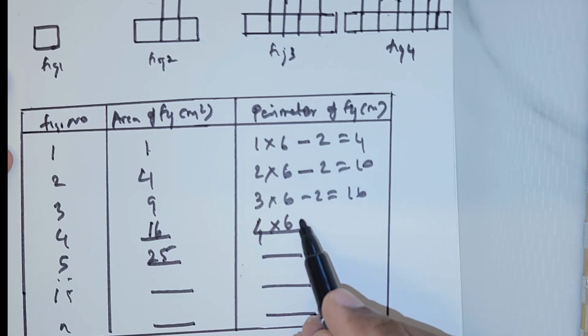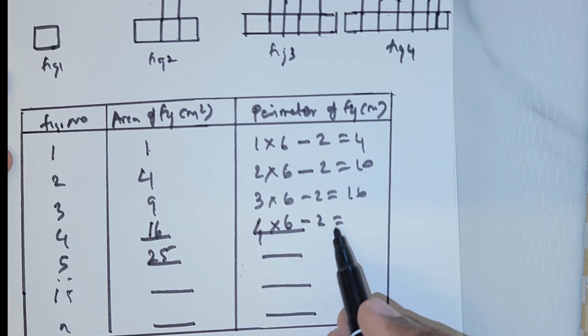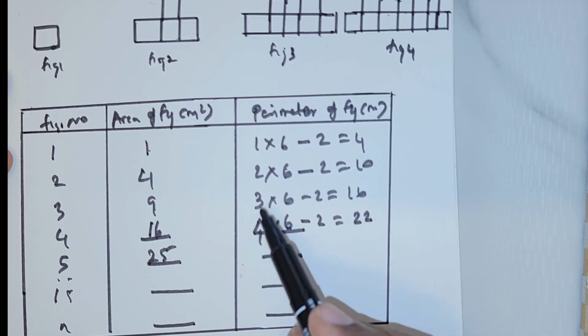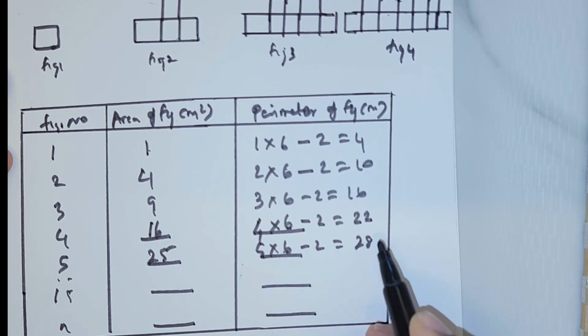2, 2, 2 is a constant, followed by 2. So what is this? 6 4s are 24. From 24, you take away 2, you get 22. Okay. So the next one is going to be 5 multiplied with 6 negative 2. 6 5s are 30. From 30 you take away 2, you get 28.